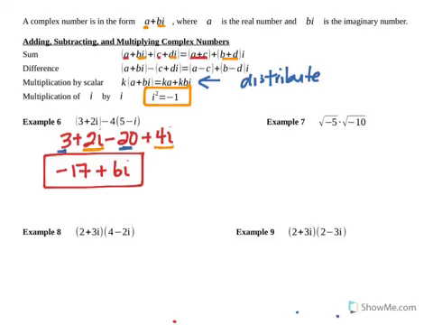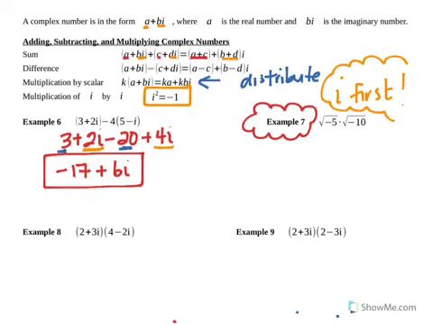Okay, next one. All right, in example number 7, one really important part here is that anytime you're multiplying two radicals together that both happen to be negative radicals, you have to pull the negative out first, okay? So you want to deal with the i's first. This is critical. If you forget to do that, then you're going to end up with the wrong sign at the end, okay? So I'm going to turn negative root 5 into i root 5. And I'm going to turn negative root 10 into i root 10.